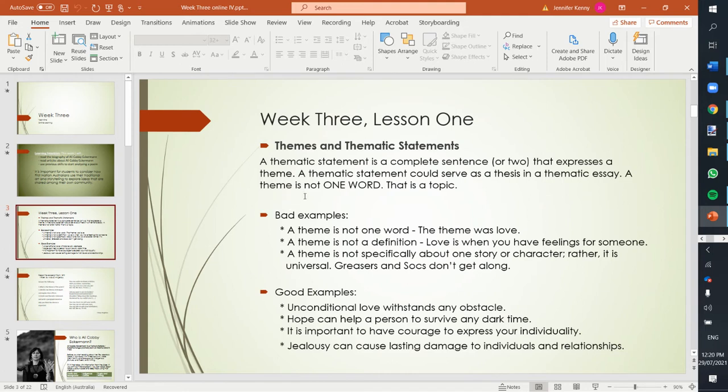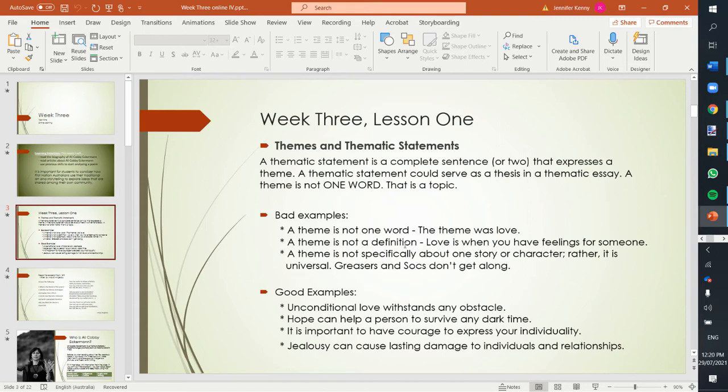A theme is not one word. That is a topic. A topic is one word, such as love. The theme would be love conquers all. So, some bad examples. The theme is not one word. The theme was love. That's not a theme. That's not a thematic statement. You're just telling me what the topic was.